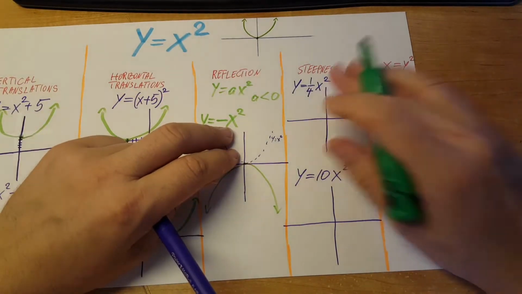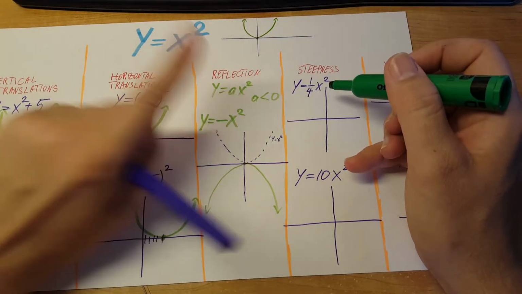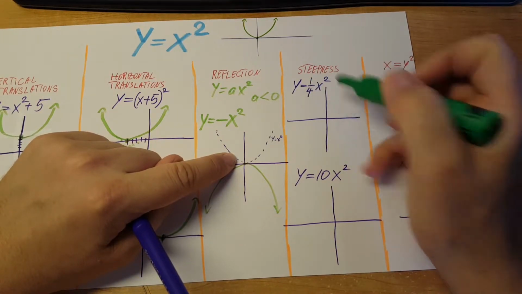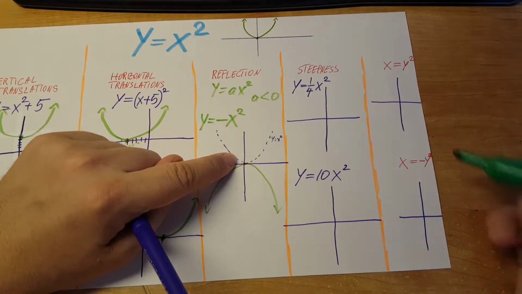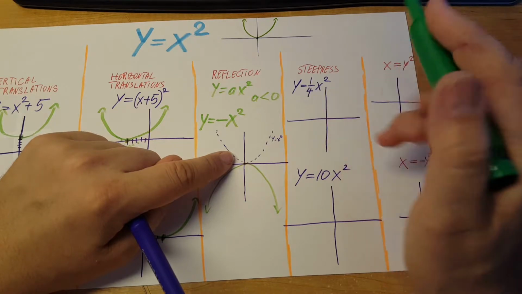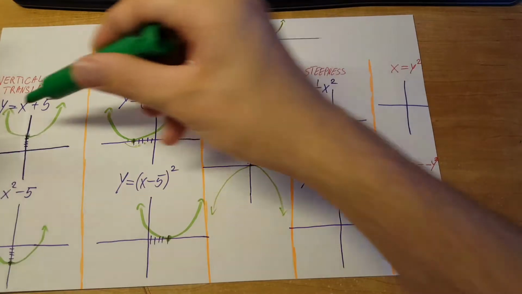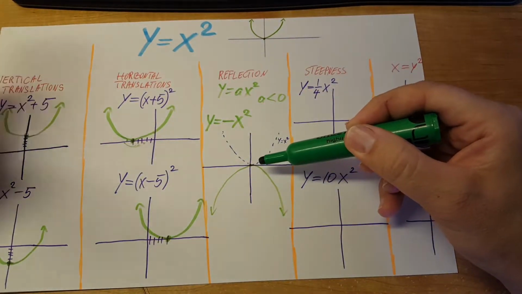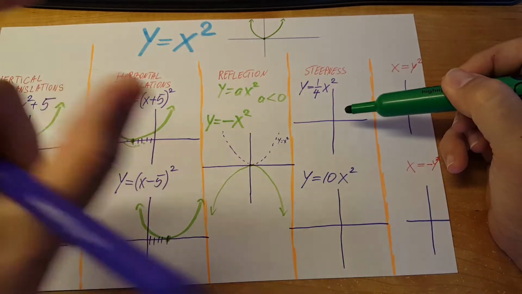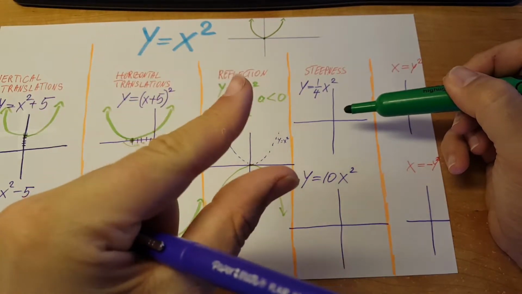Okay, now steepness. Until now we just used a as 1 or -1. But what if there's some other number, like 1/4 or 10? Well, this will affect the way it looks, its shape. So we will not have the same kind of parabola anymore. Like this, and this were all exactly the same shape parabola. But here, the parabola is not going to be the same shape anymore. It's going to be wider or steeper.